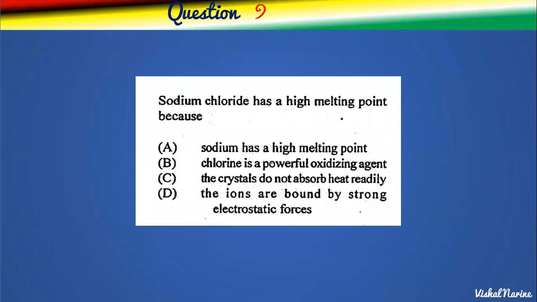Question 9 says here that sodium chloride has a high melting point. What is the reason for this high melting point? Is it that sodium has a high melting point? Is it that chlorine is a powerful oxidizing agent? Crystals do not absorb heat readily, or is it that the ions are bonded by strong electrostatic forces? Most of you saying yes, it is D. The ions are bound by strong electrostatic forces.